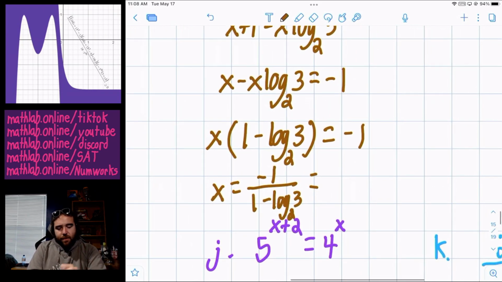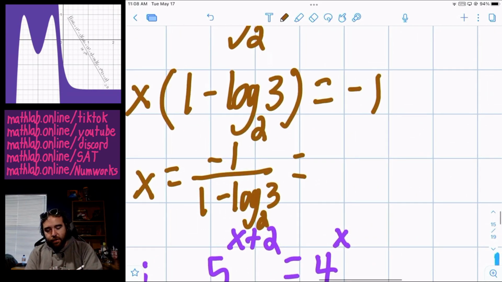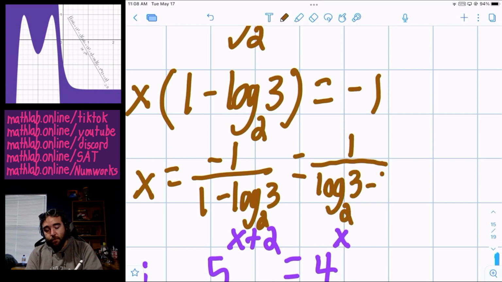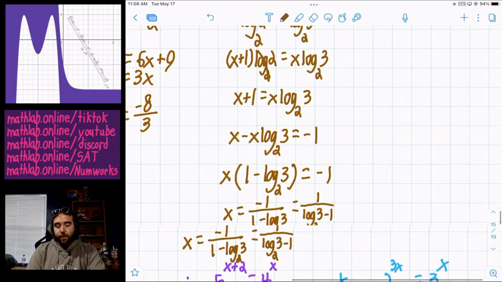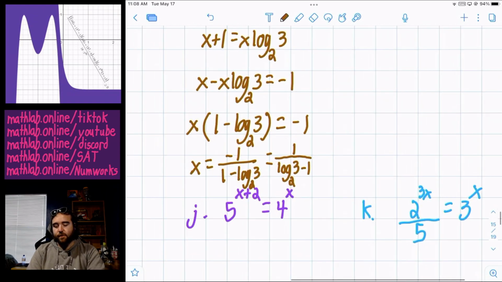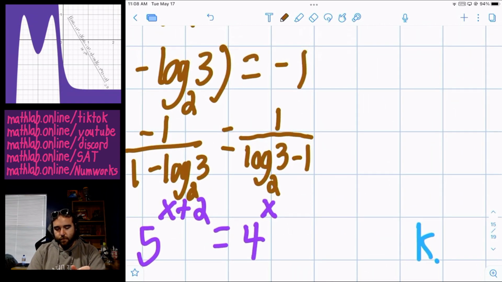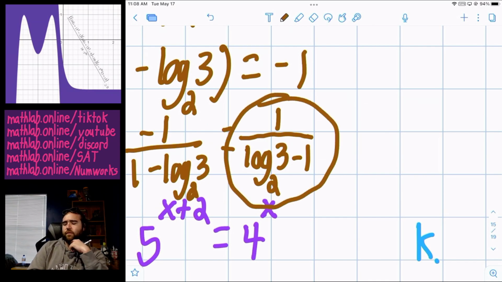If you want to make it a little better, you can deal with the negatives. So you can cancel out that negative on the top and switch the bottom around. And that's a little prettier. So that is a better answer. And that's a fine answer. We don't need to go any further than that.